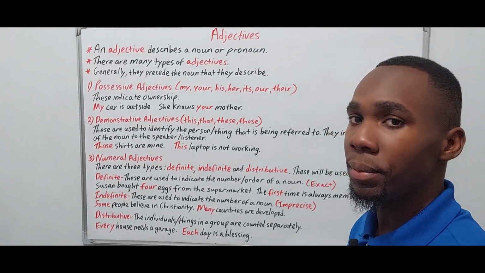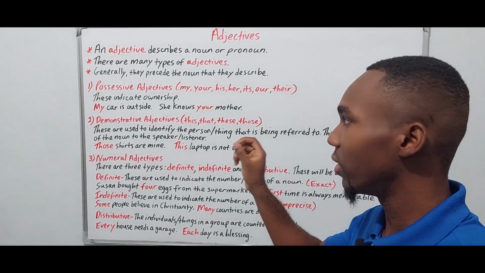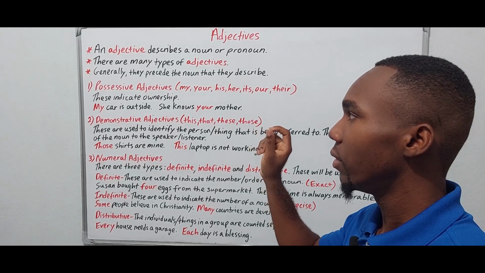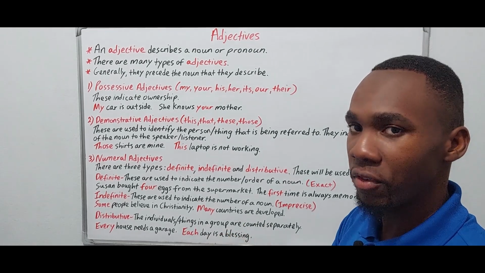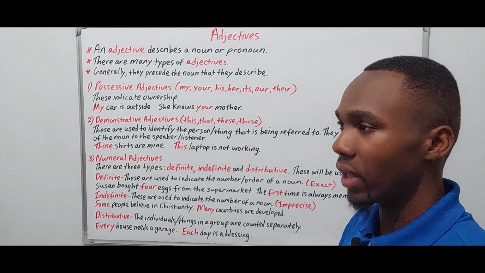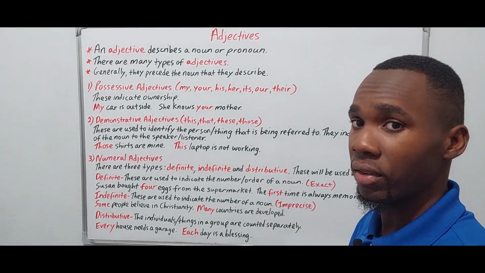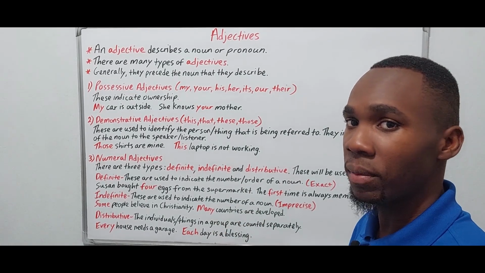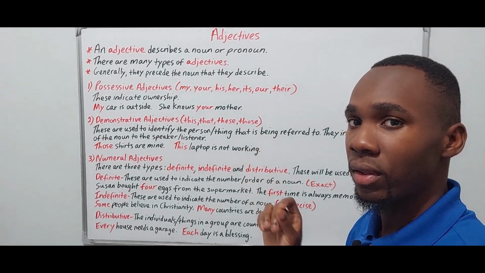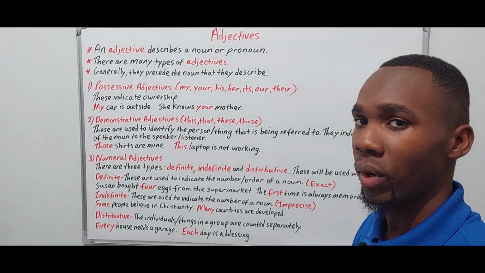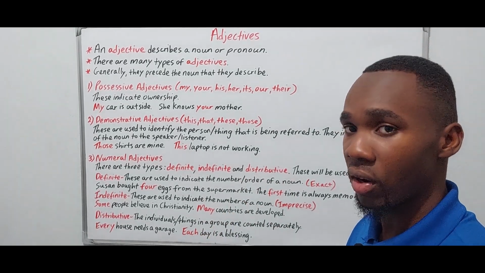So a pronoun replaces a noun, okay? But a possessive adjective indicates ownership and it is placed before the noun. So in that case, we will know that there is a big difference. Yes, they both indicate ownership, but a possessive adjective has to go before the noun, whereas a possessive pronoun replaces the noun phrase or the noun.